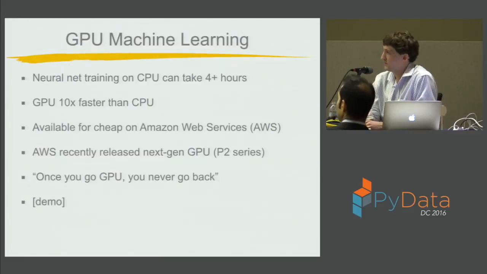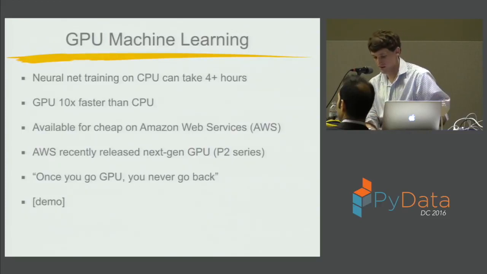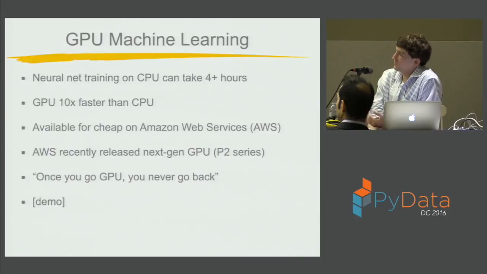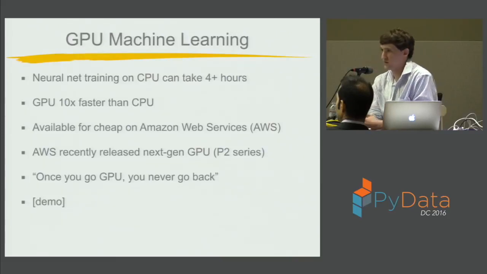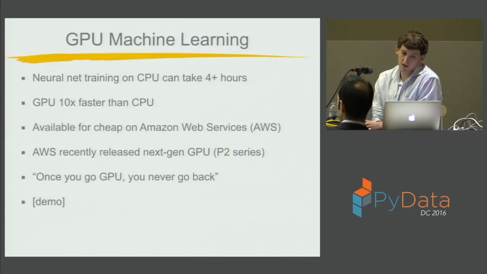I only have one laptop, so even if it ran fast enough on my laptop, I can only train one model at a time. But if you use AWS or some sort of cloud provider like Google Compute Cloud or Azure, you can use GPUs and train a bunch of these models in parallel, and it saves you a lot of time and a lot of money.